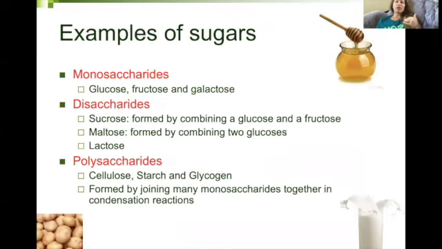Okay, what are our sugars then? Monosaccharides, one sugar, simple sugars: glucose, fructose, galactose. Glucose is animals, fructose is fruit, galactose is milk. Disaccharides, two sugars combined. Sucrose is formed by a glucose and a fructose. Maltose is two glucoses. And lactose is glucose and galactose.